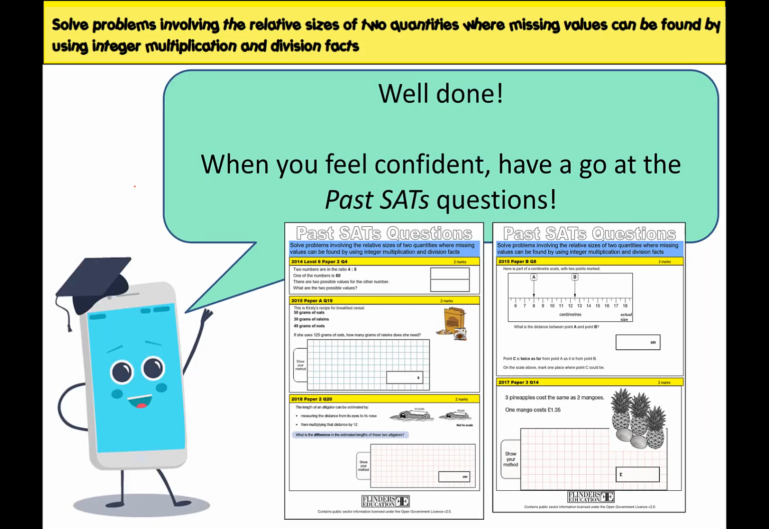So well done, you have completed our video and the activities where we have been solving problems involving the relative sizes of 2 quantities, where missing values can be found by using integer multiplication and division facts. When you're feeling confident with this skill, print off the past SATs questions. It is quite a common style of question to appear in the SATs papers, so there are plenty of examples for you to apply your newly learnt skills to. So print those off and give it a go, and good luck.